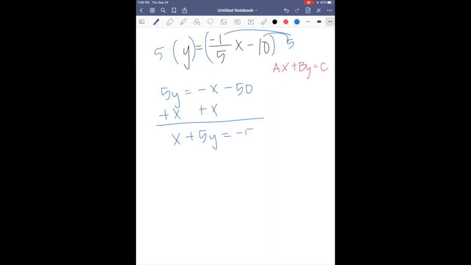And so this is my final answer. A, b, and c are all integers, and a is positive. Even though there's no number written in front of x, we understand that the coefficient must be 1. And so 1 is an integer and it's positive.